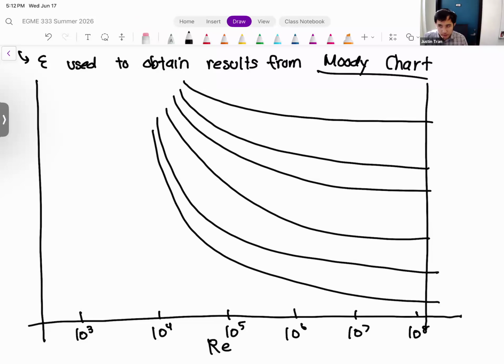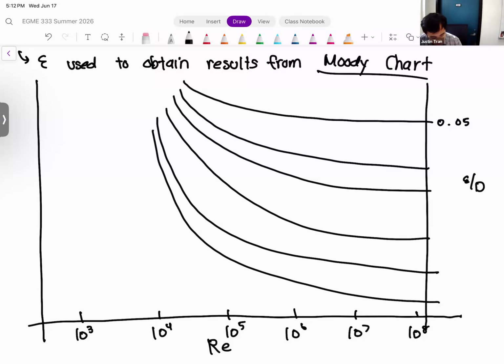Okay. Now, what do these different curves here represent? Each of those different curves represents a different ratio of the surface roughness to the diameter of the pipe. Okay. Right, so depending on the ratio of the surface roughness to the diameter, you're going to pick a different curve on the Moody chart. Okay, so let's say for instance, this top line here has a ratio of 0.05. Okay, so if the ratio of your surface roughness to diameter is 0.05, which is actually very rough, then you would use that top curve there.